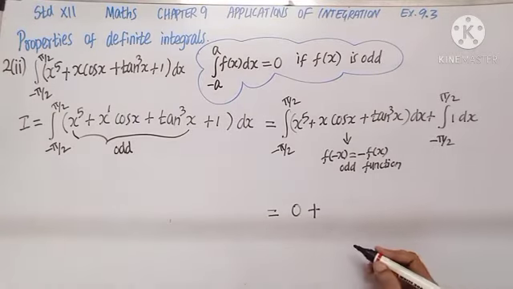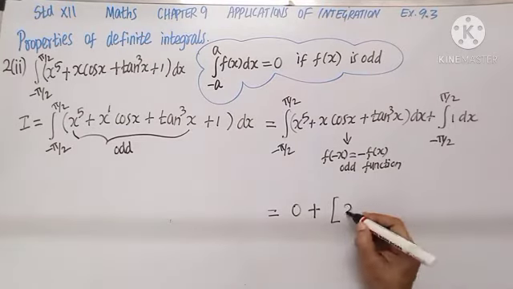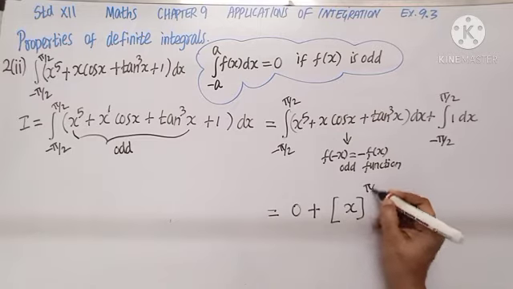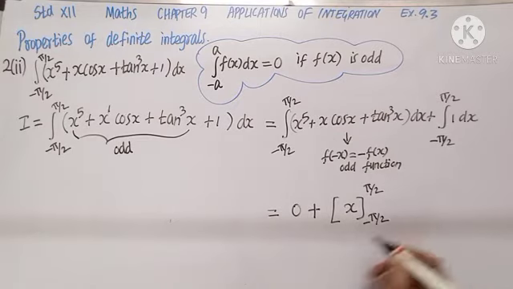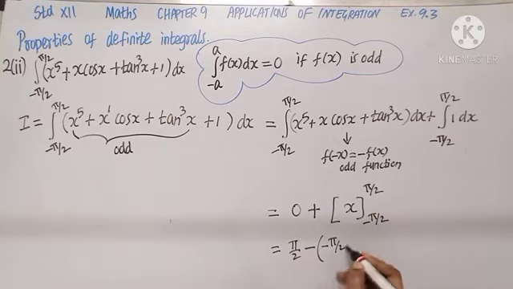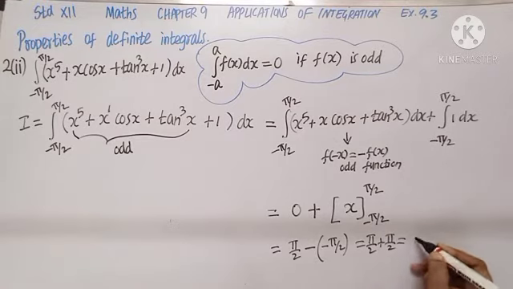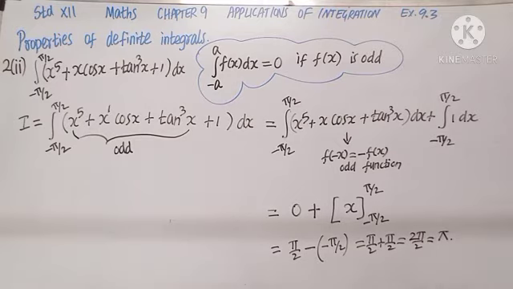Whereas here, I can just integrate. 1 will become x. Upper limit pi by 2, lower limit minus pi by 2. Put upper limit minus lower limit. It is pi by 2 plus pi by 2, which is 2 pi by 2, or I will simply say pi, and that is the answer.